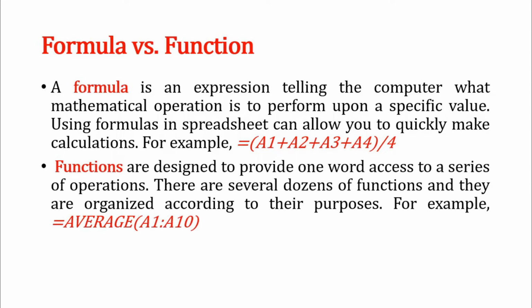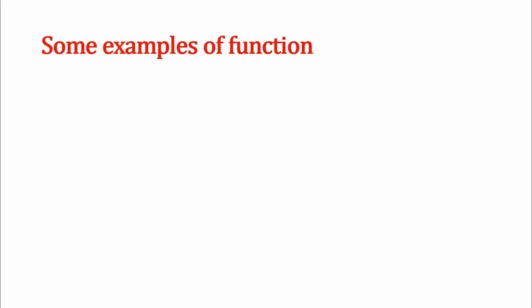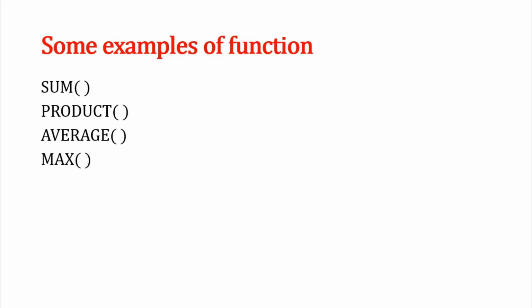Functions are designed to provide one-word access to a series of operations. There are several dozens of functions and they are organized according to their purposes. For example, to find the average of 10 numbers, we can write equals average of A1 to A10. Some examples of functions: there are many built-in functions in Microsoft Excel. Among them, some are mentionable like sum function, product function, average function, max function, mean function, count function, today function, and so on. Each function does a specific operation.